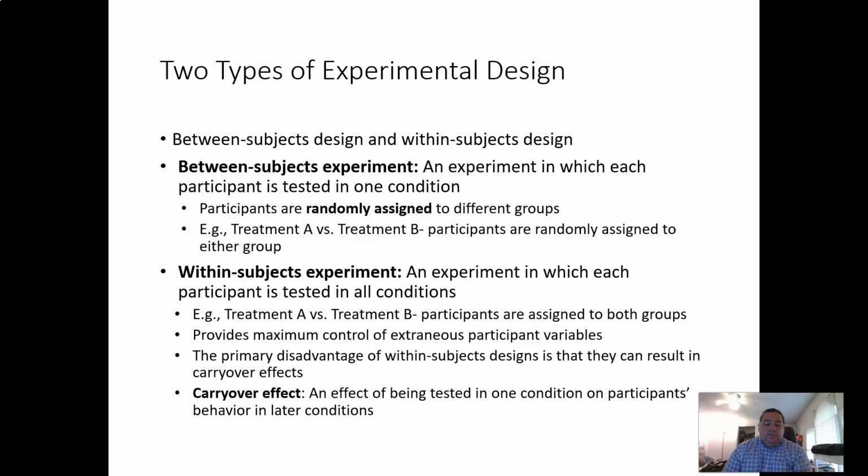The within subjects experiment is an experiment in which each participant is tested in all conditions. So treatment A versus treatment B, participants are assigned to both groups. It provides the maximum control of extraneous participant variables because it's the same person being tested in each treatment. However, there are disadvantages, and so we'll talk about that.